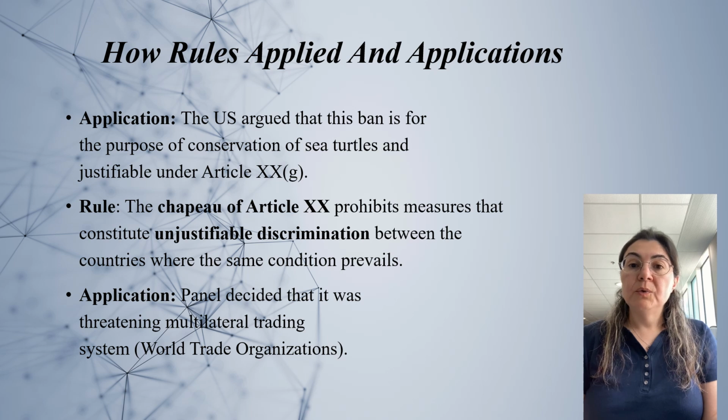We have another rule, the scope of Article 20, which prohibits measures that constitute unjustifiable discrimination between countries where the same conditions prevail. In its application, the panel decided that it was threatening the multilateral trading system. And now you will see the final result in the conclusion part.